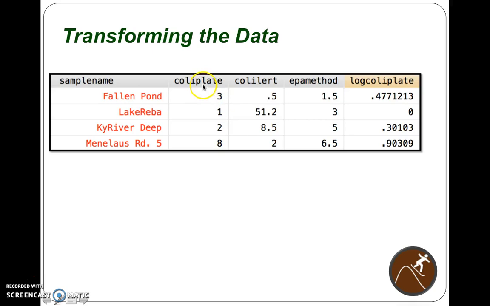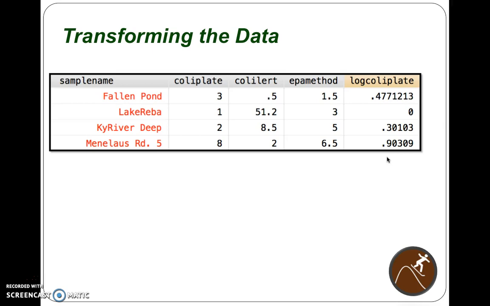So when we do that, it'll take something like this Kohli plate of 3, and it does the log 10 transformation, which makes it 0.477. It takes Lake Reba, that Kohli plate value of 1 MPN per 100 mL, and the log 10 of that is 0. 2 has a log 10 of 0.3. 8 has a log 10 of 0.9. So remember, 10 is a log of 1. 100 is a log of 2.